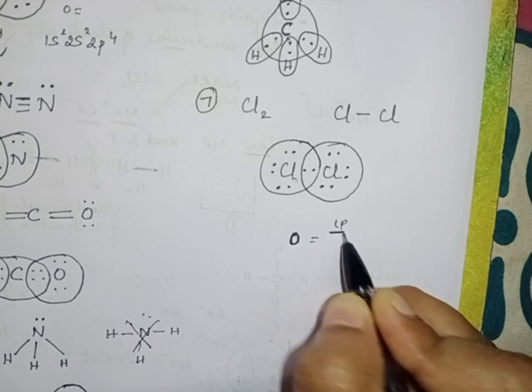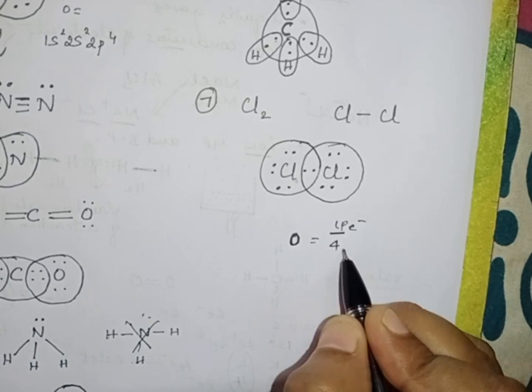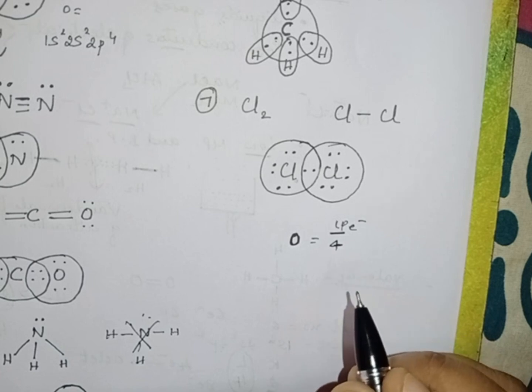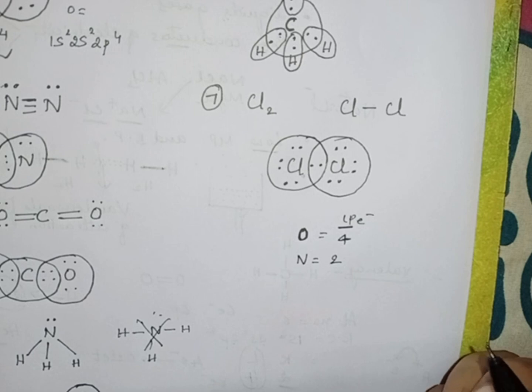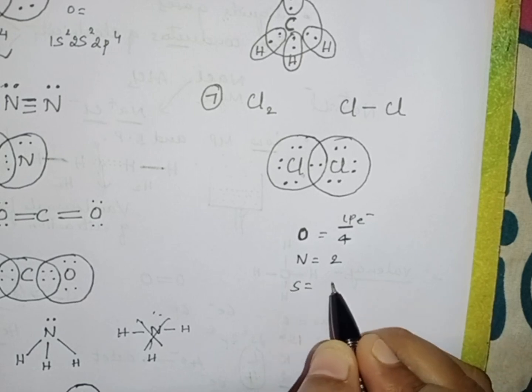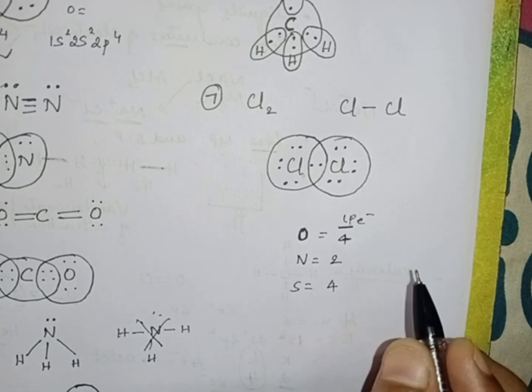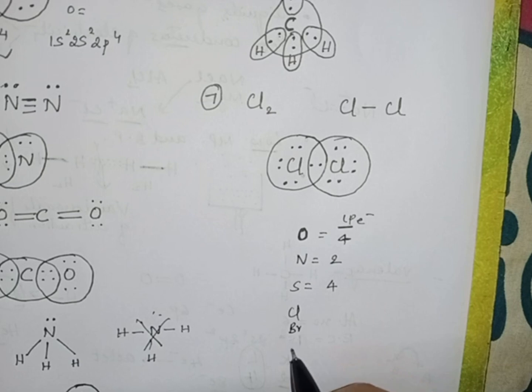Lone pair, how many lone pairs? 4 lone pair electrons. Pair means 2 electrons. Clear? Nitrogen will have 2 electrons, 2 dots you have to write. And sulfur will have 4 electrons total. 4 means 2 pairs. Chlorine, bromine, iodine, fluorine, these all will have 6 electrons around it.